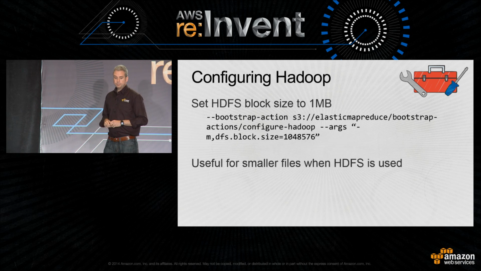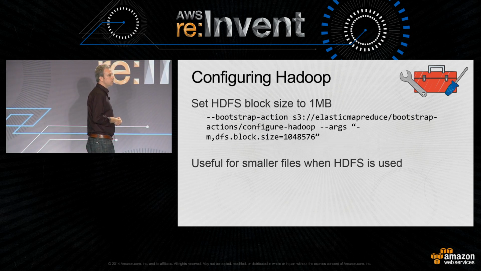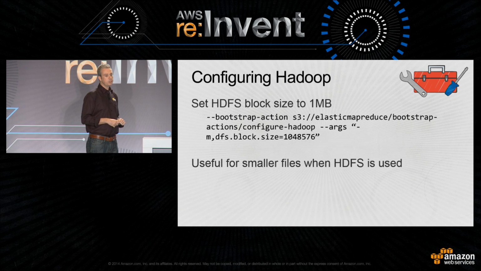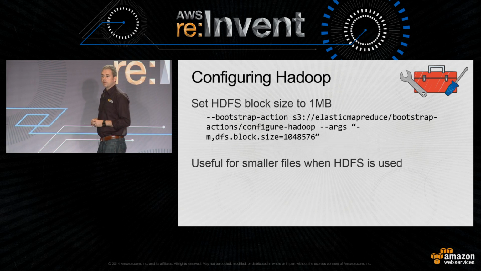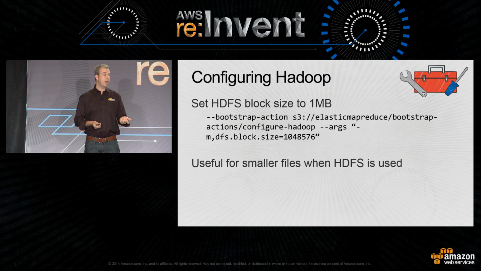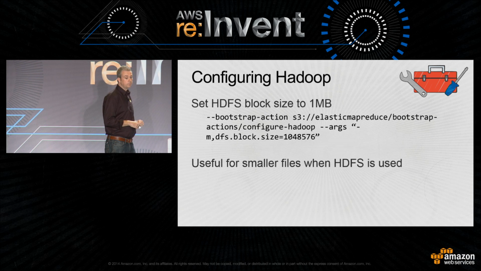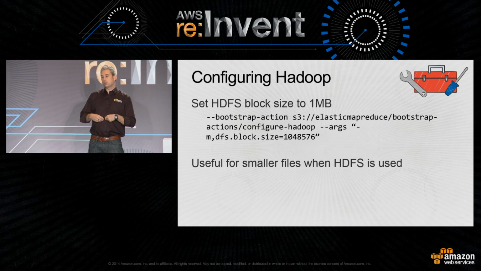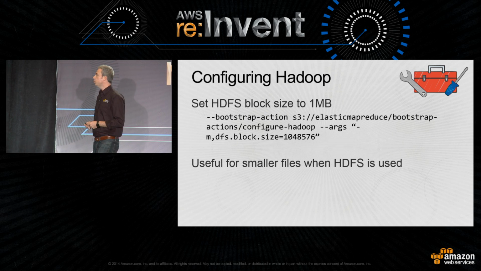Another option, if you had the need to generate fairly small files and you wanted to iteratively process those on HDFS, you might lower the HDFS block size from the default of 128 meg to 1 meg using a command such as that. So there's a lot of ability to configure the internals of how Hadoop is working.